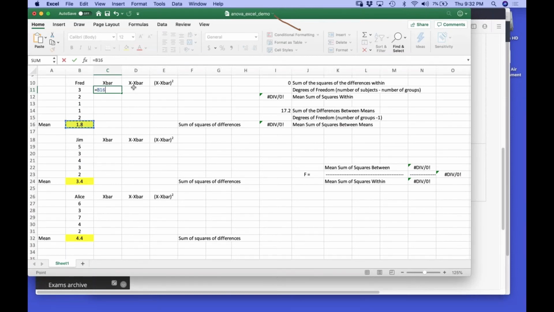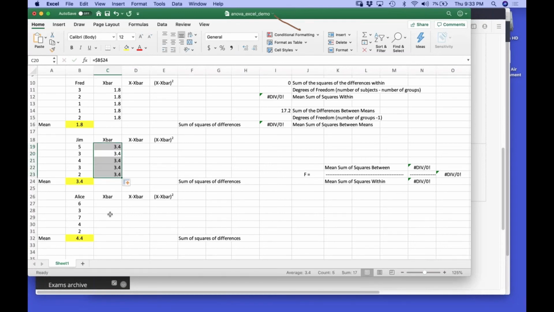so now I'm going to do it this way. I'm going to put in the dollar signs because I want the absolute value. This is literally what we did at the beginning of the semester to calculate the variability, to calculate standard deviation. Okay, I'm then going to copy this down. I'm going to do the same thing here: X bar for this group is equal to 3.4. I'm going to copy it down. That absolute value just keeps it in one spot.